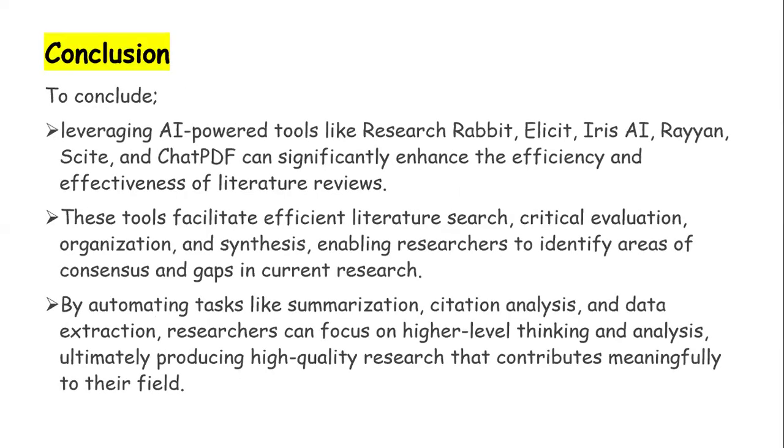So this is the conclusion. Basically, by leveraging AI-powered tools like Research Rabbit, Elicit, Iris AI, Rayan, Cite, and Chat PDF, you can significantly enhance the efficiency and effectiveness of literature reviews. These tools facilitate efficient literature search, critical evaluation, organization, and synthesis, enabling researchers to identify areas of consensus and gaps in current research. By automating tasks like summarization, citation analysis, and data extraction, researchers can focus on higher level thinking and analysis, ultimately producing high quality research that contributes meaningfully to their field.